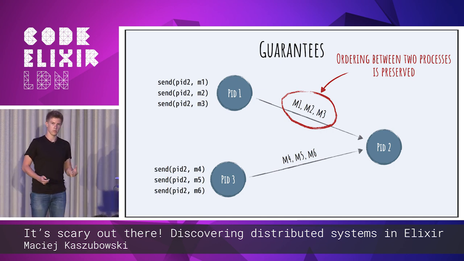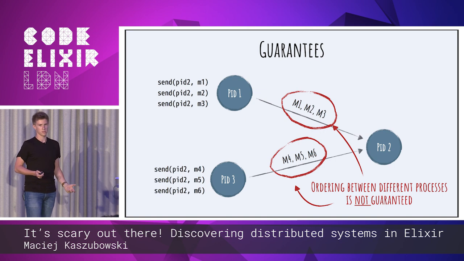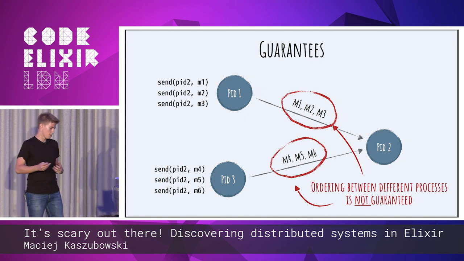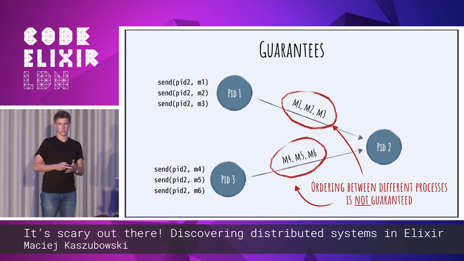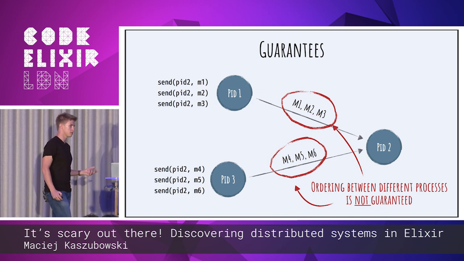But this is only true for a pair of processes. So when you have more than two processes sending messages, this ordering is not preserved. So the relative order of messages sent by processes 1 and 3 may be completely different. And why does it matter?